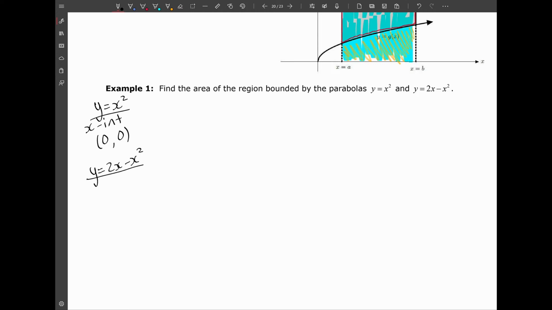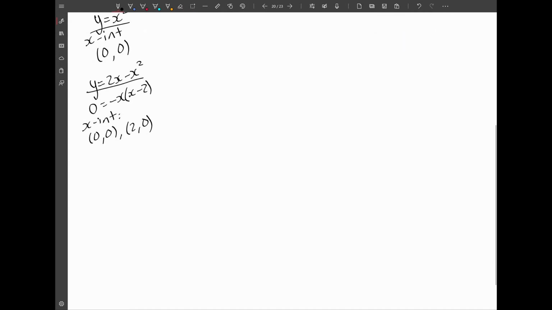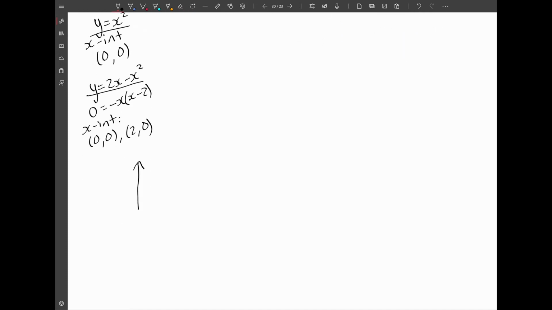The second one is a little bit harder, but not a lot. This one, we just have to factor, right? So we can find the x-intercepts by setting it equal to 0, and we can rewrite this as negative x times x minus 2, right? Just factoring it. So what we get for our x-intercepts are 0, 0 again, and 2, 0. Okay, so I've got all my x-intercepts. Let's sketch this thing.